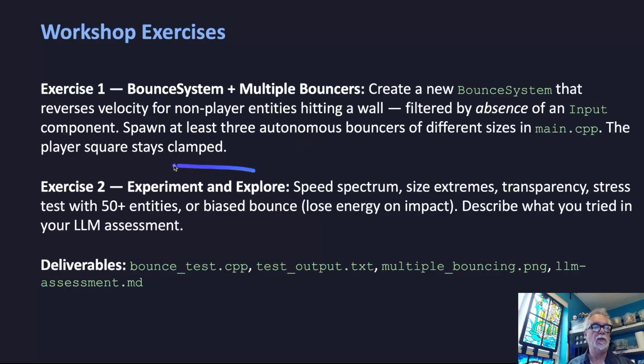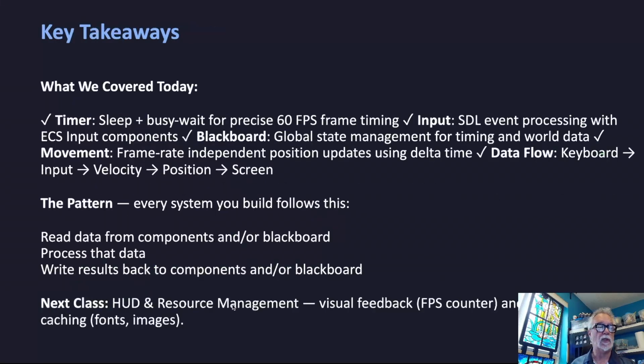And so what I want you to do is experiment with this: change the speed, change the size, transparency, break it if you can, test it with 50 entities or something like that, and then describe what you tried in your LLM assessment, right? I want you to create a bounce test.cpp, test output.txt, multiple bouncing.png, and an LLM assessment.md. That's all detailed in the exercise document that you see on the website.